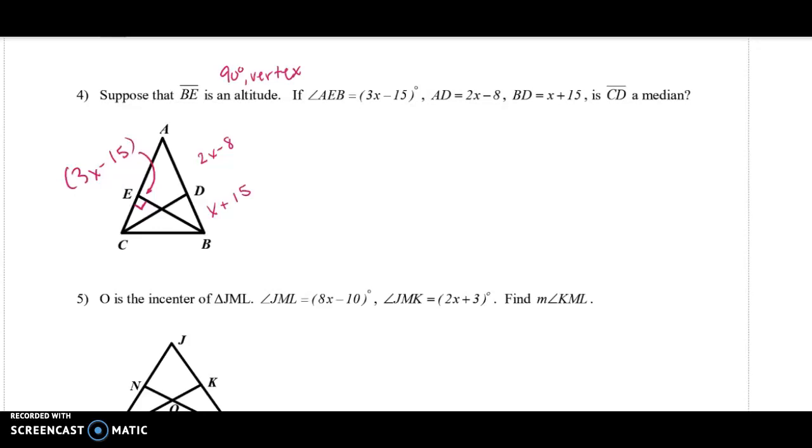Alright, so here's the solutions to page 2. Hopefully you have done this already. If not, at least you've tried. So for this one, BE is an altitude. Remember, that's 90 degrees to the opposite side.